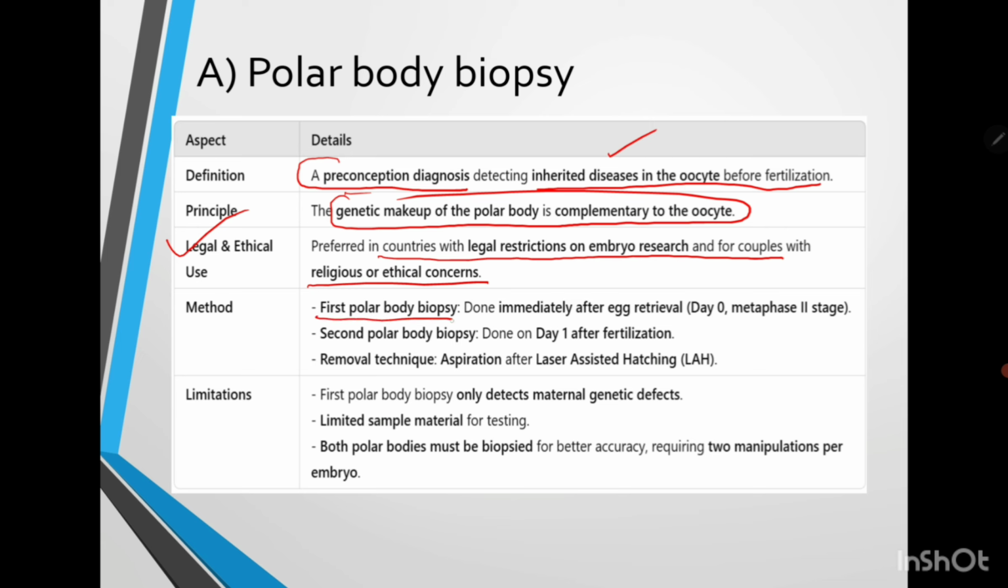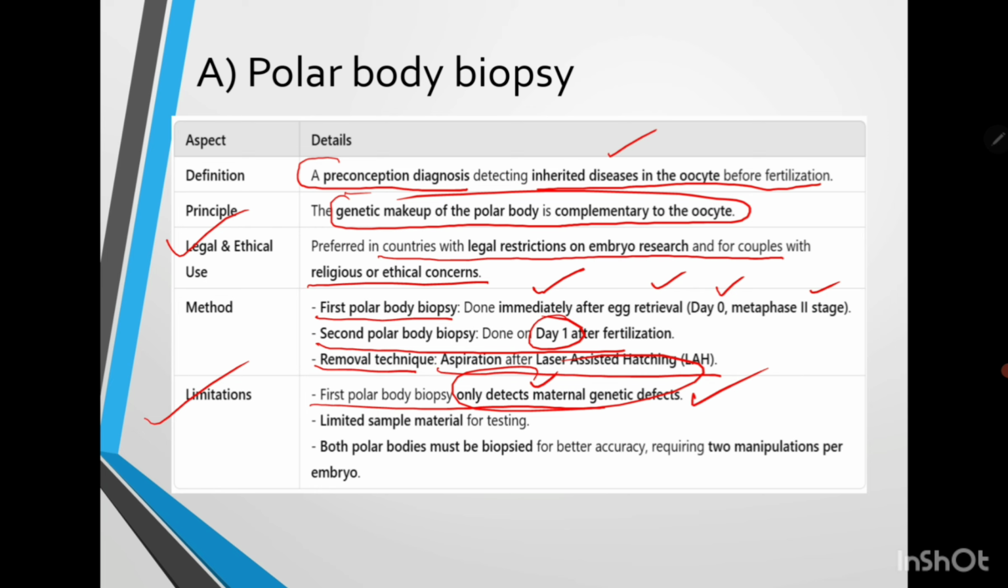Methods: the first polar body biopsy is done immediately after egg retrieval. Once the oocyte is retrieved on day 0 at metaphase 2 stage, you do the first polar body biopsy. The second polar body biopsy has to be done after day 1 of fertilization. The removal technique is aspiration after laser assisted hatching. The limitation of first polar body testing is that the polar body is from the maternal oocyte, so it only detects maternal genetic defects, with limited sample for testing. Both polar bodies must be biopsied for better accuracy, requiring 2 manipulations of the embryo.